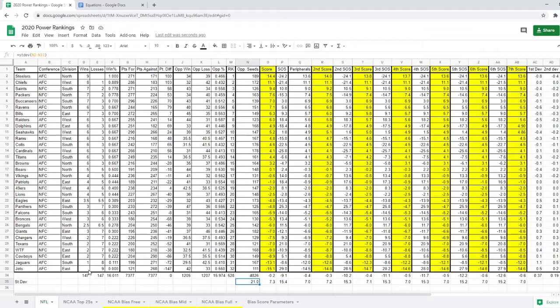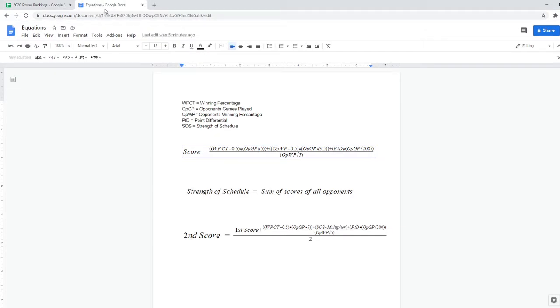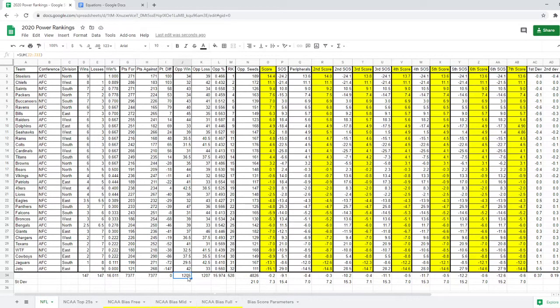But the point is that typically in the NFL, every team plays 16 games, and no matter how many opponents you play, the structure of your schedule is extremely standard, which means that your opponents play pretty much the same amount of games as you do, and that's how this metric comes to be.